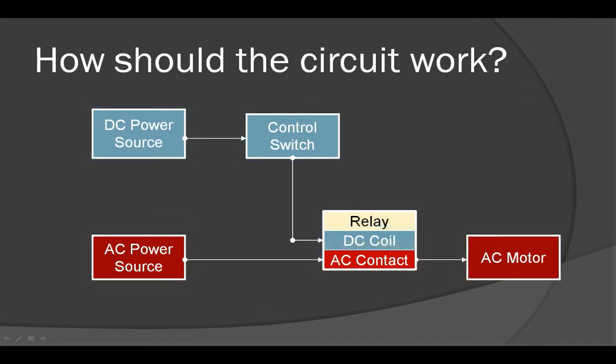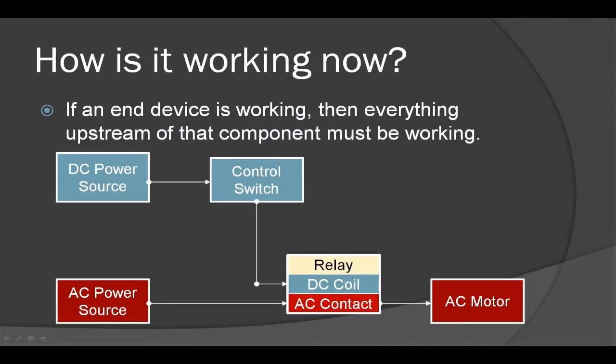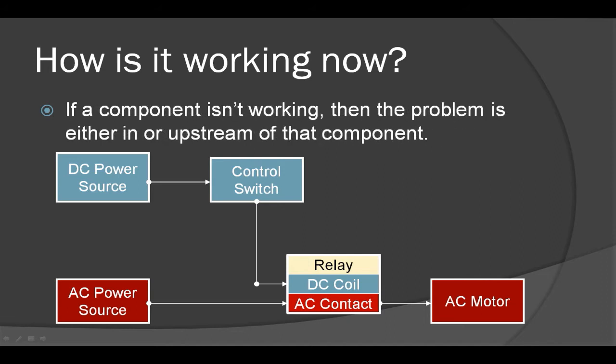Now that we understand the operation of this circuit, let's look at a few rules for identifying a fault's relative location. First, if an end device is working properly, then the components upstream of that device are probably not the source of the fault. In this circuit, the end device for the DC portion of the circuit is the DC coil, and the end device for the AC portion is the AC motor. Second, if an end device is not working properly, then the problem is either in or upstream of that component.